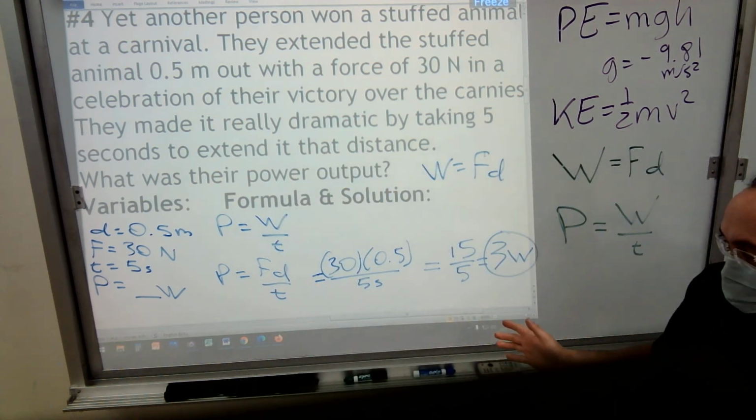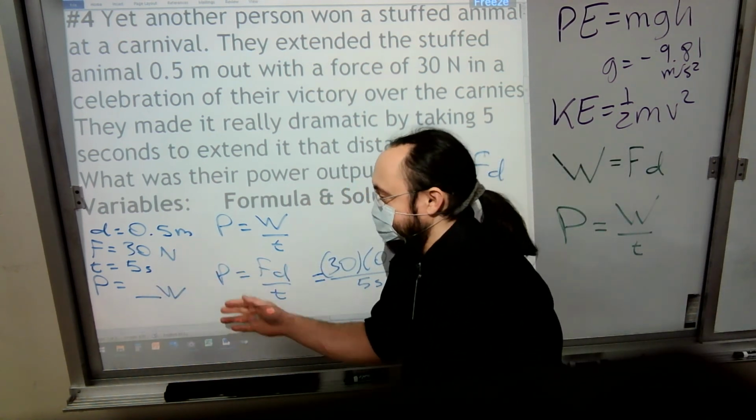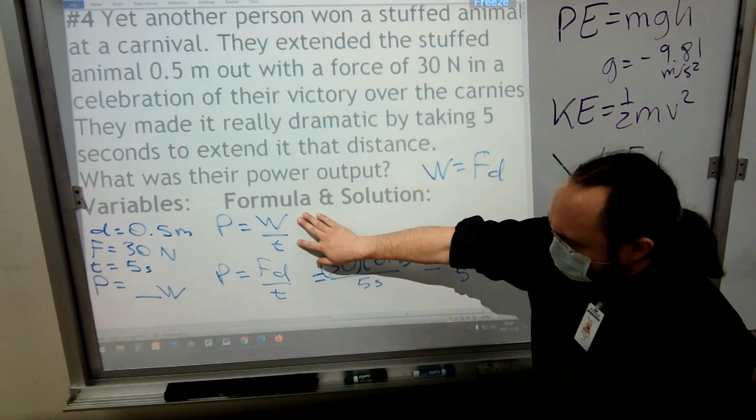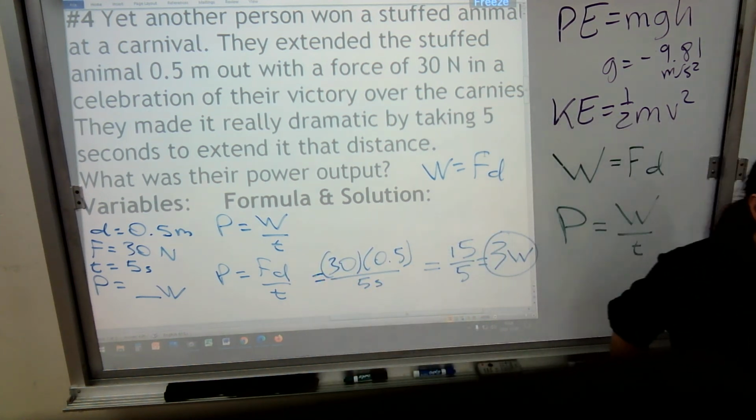But sometimes it might give you power and time and distance, and ask what's the force. And you'll be like, but the power formula doesn't have force in it. Well, yes, it does. You've got to split it up and then solve for force.